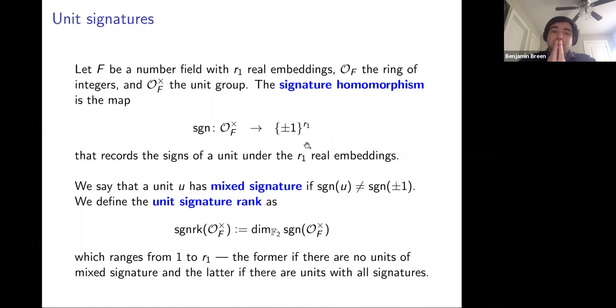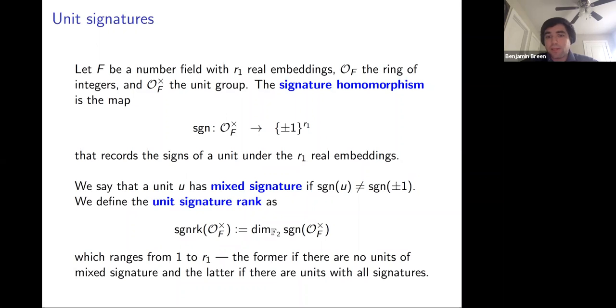And lastly, you can define what's called the unit signature rank. The idea here is that you can think about this space, plus or minus one to the R1, as really being an F2 vector space. Every element in there is a tuple of pluses and minuses, so plus, minus, plus, minus, plus, minus. And we can form this notion of the dimension of the image of these units in this space. So how many signs do we have? We do this by taking the signs of all units in our number field and then taking their F2 dimension. And so we call this the unit signature rank.